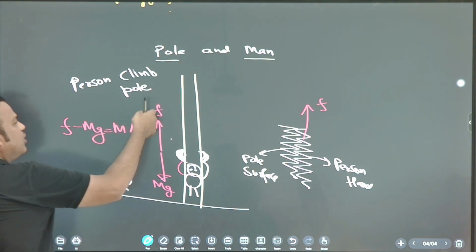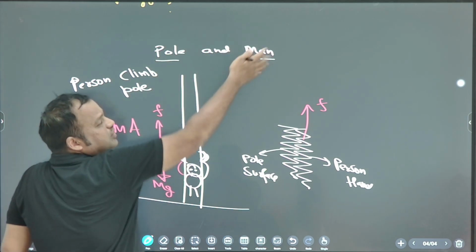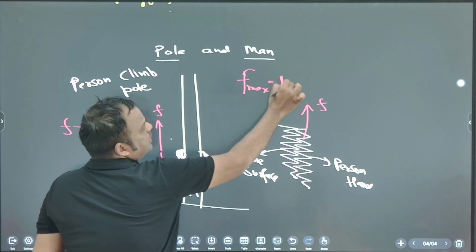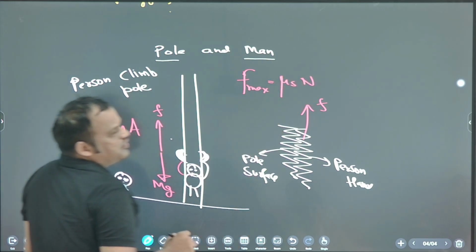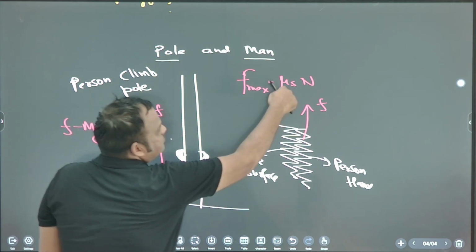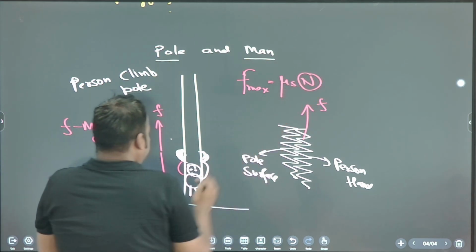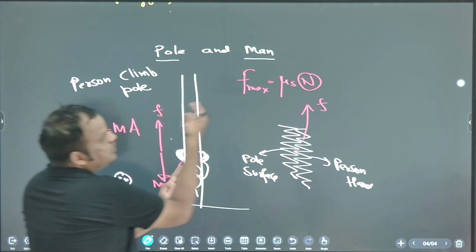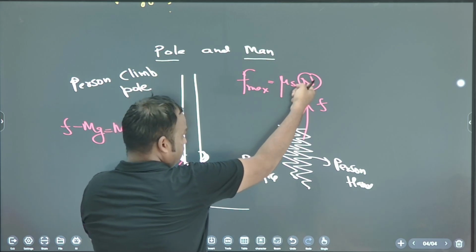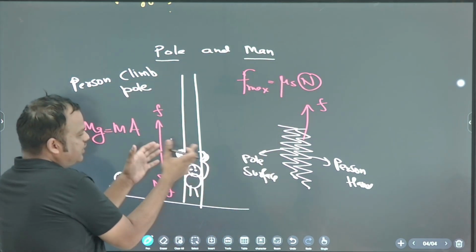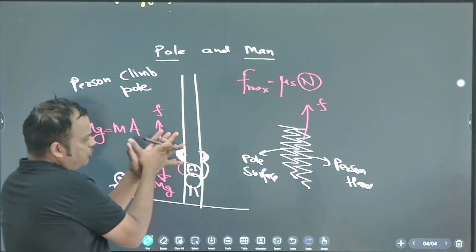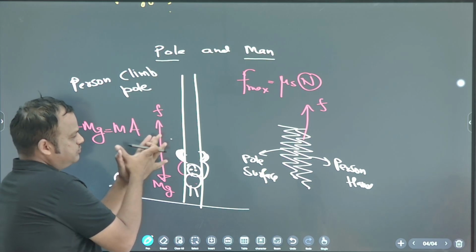So if you want more friction, what should be more? What is the maximum value of friction? Mu s into normal. So a heavy person needs more friction. More friction means more normal force. So how are you getting normal here? A heavy person should hold the pole more firmly. Are you getting or not?